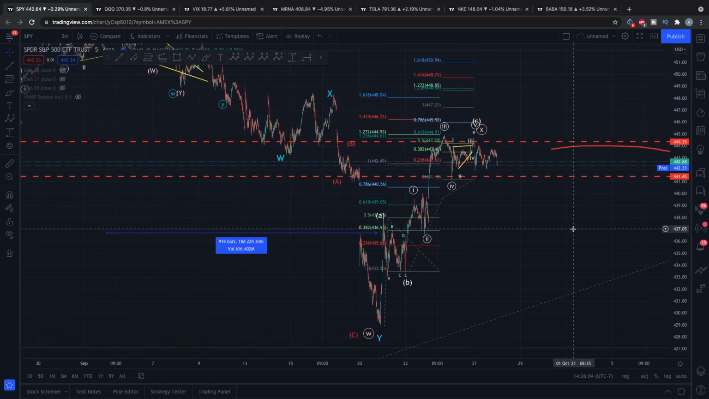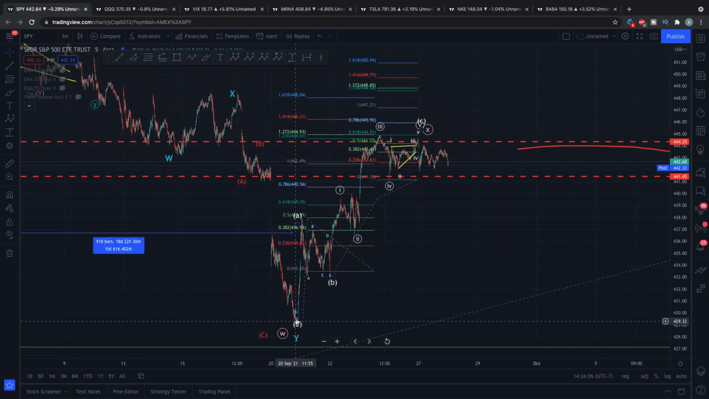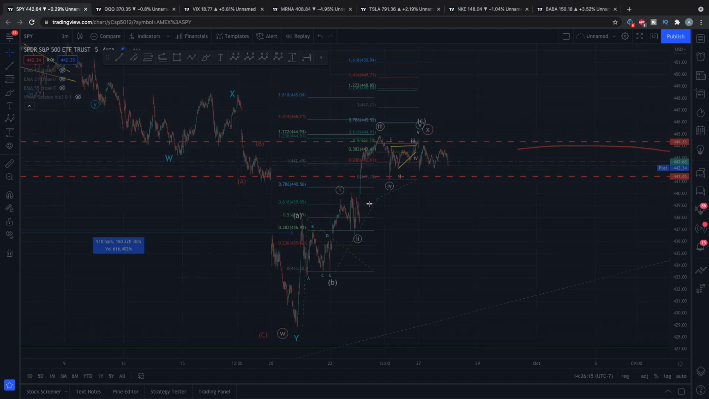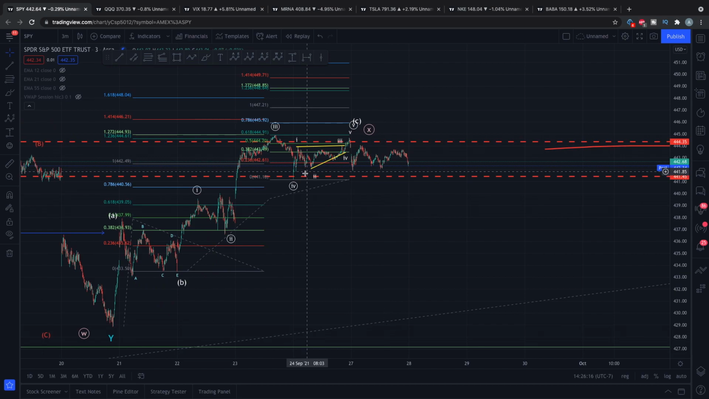So if we zoom in on this X wave and the subdivision, we have an A, B, C to the upside, and this C wave is taking on a 1, 2, 3, 4, 5, and I actually want to zoom in on that wave 5 right here. So go down to the 3-minute time frame.